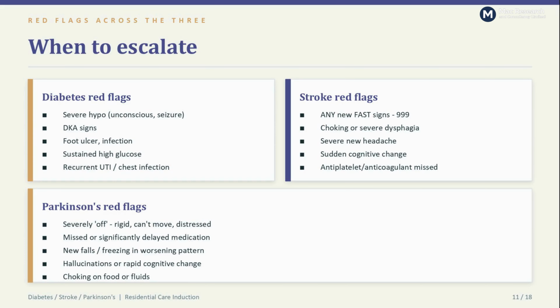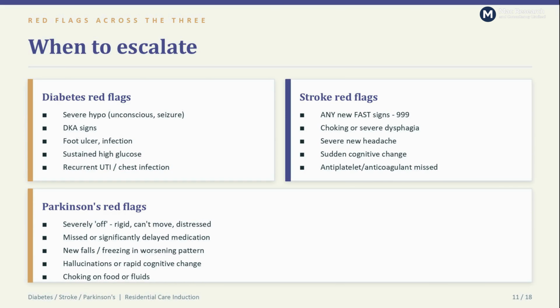Diabetes. Severe hypoglycemia with unconsciousness or seizure. DKA signs: thirst, fruity breath, deep breathing, vomiting. Foot ulcer or infection, urgent referral. Sustained high glucose, need GP review. Recurrent infections suggesting glucose control deteriorating.